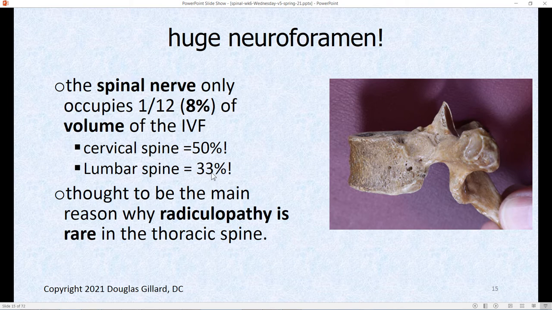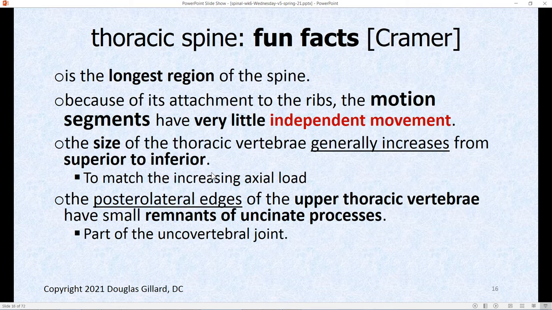That's why radiculopathy is quite rare. Happens, but it's quite rare. Fun facts, it's the longest region of the spine. Because of its attachment to the ribs, there's very little independent motion in the motion segment movement. The most movement is side flexion or side bending because of those ribs kind of tying everything down.